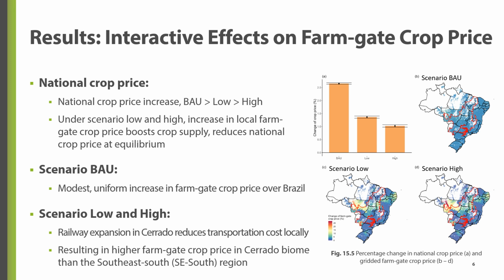Results show that at the national level, crop prices in Brazil increase due to the global shock, but decrease with the reduction in transportation costs. While the global crop price shock itself causes a moderate and uniform increase in farm gate crop price across Brazil, the expansion of the railway network from PNL 2035 further reduces transportation costs in the Cerrado and increases local farm gate price by a much larger magnitude. In view of that, farmers respond to the higher crop price by expanding crop production, which results in a lower national crop price at the supply-demand equilibrium.